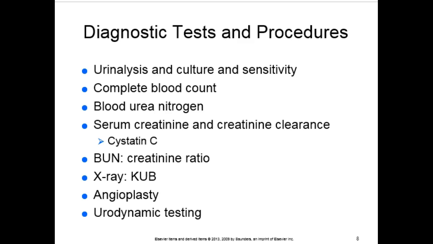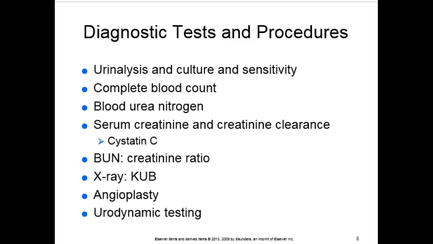A complete blood count is done to determine usually if there's an infection going on. They'll look at the white blood cell count, and that would be elevated. If the patient has kidney disease, and it's not manufacturing erythropoietin, which is an important hormone to stimulate red blood cell production, you may see a reduction in red blood cells and hemoglobin level.